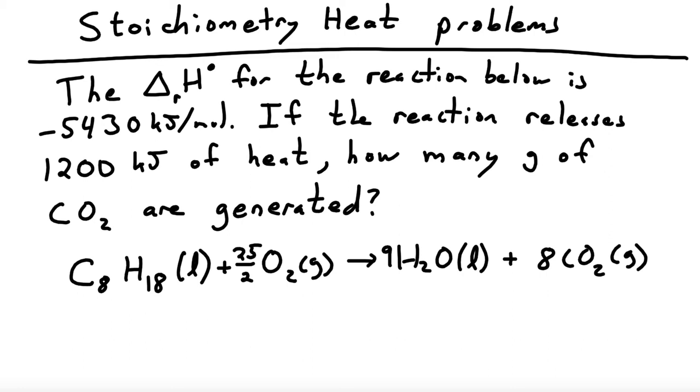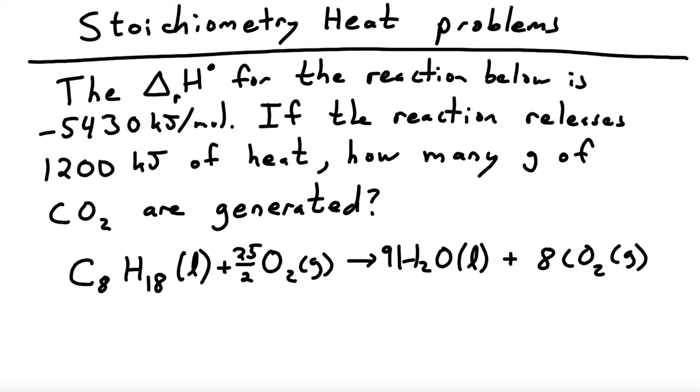Stoichiometry heat problems are problems where one of the reactants or products is essentially heat. Maybe heat's being absorbed if it's an endothermic reaction, or heat's being released if it's exothermic. And in a stoichiometry heat problem, you relate that to the amount of a reactant that's used up or a product that's generated. So let's take a look at an example and work through it.